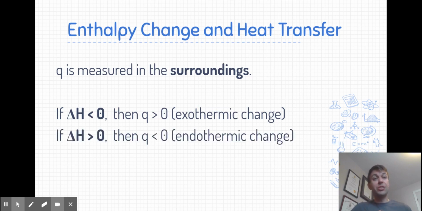If delta H is greater than 0, that means the products have more internal energy than the reactants. Well, where did they get that internal energy? Well, it came from the surroundings. That means that the Q value would be less than 0 because the surroundings has lost energy and the system has gained energy. That's an endothermic change.